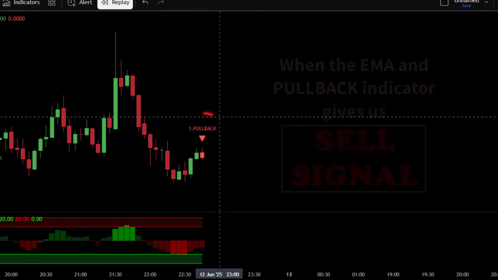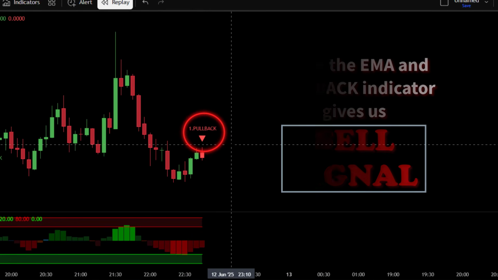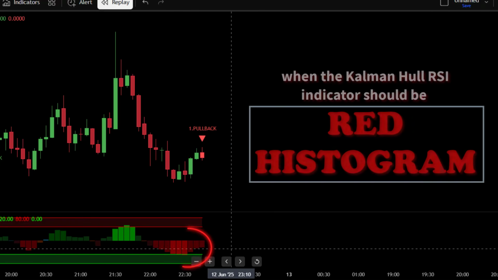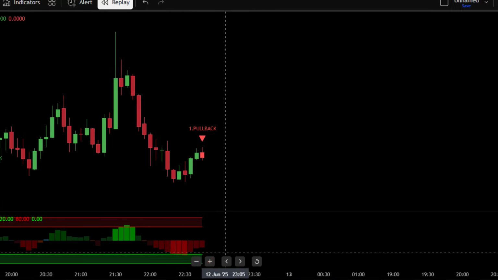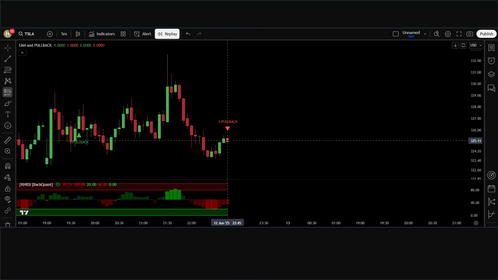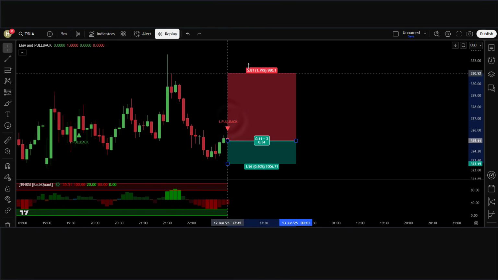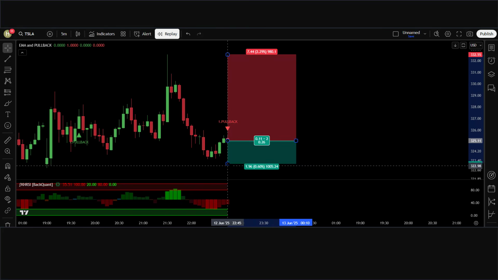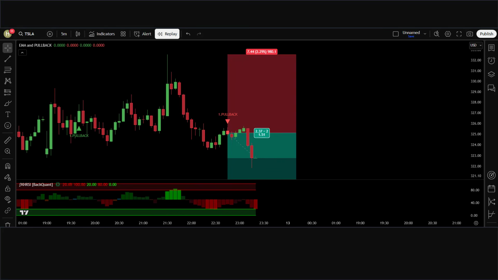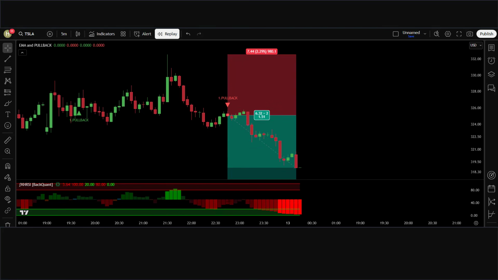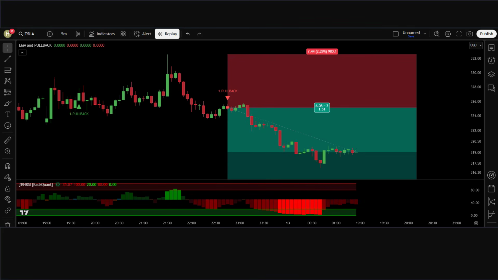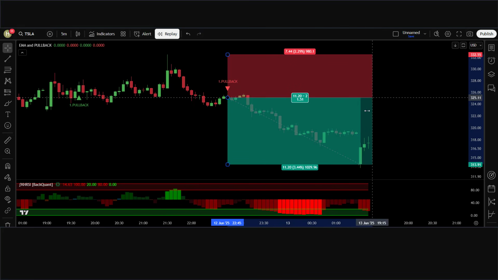Now, let's understand the concept where we will take buy and sell trades based on their conditions. When the EMA and pullback indicator gives a sell signal, when the market has formed a bearish candle, and when the Kalman-Hull RSI indicator shows a red histogram, if these conditions are fulfilled, then we will place a sell order. Our stop loss will be placed at the current market's higher level, and the risk to reward ratio will be 1:1.5. The market has completely hit the target.